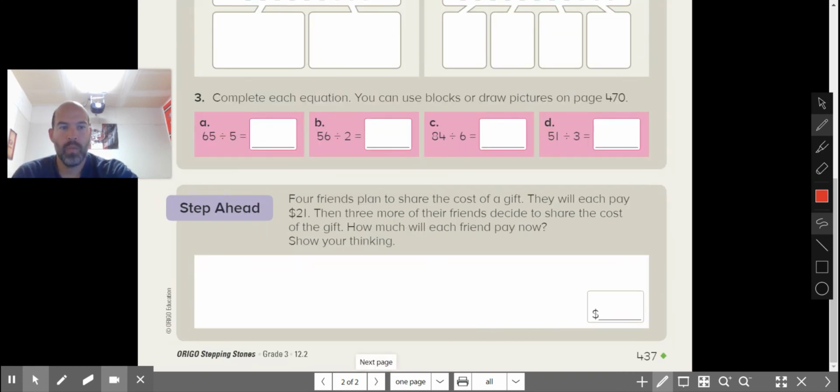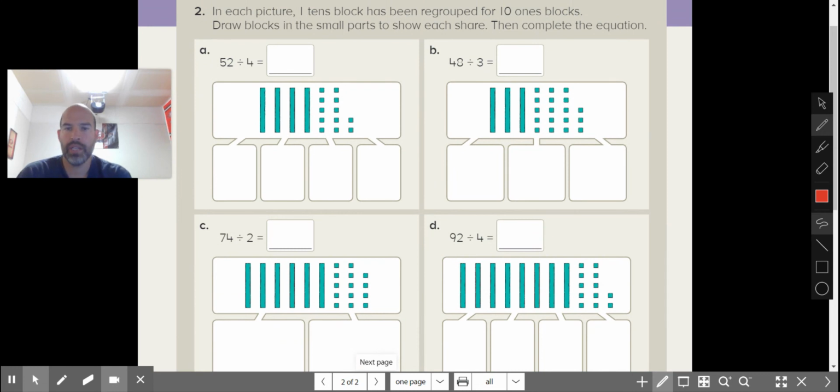Now, what you're going to be doing on these here is you're going to share them equally. And if you need to break up a 10 block, you can trade 1 ten block for 10 ones. All right. Go ahead and give those a shot.